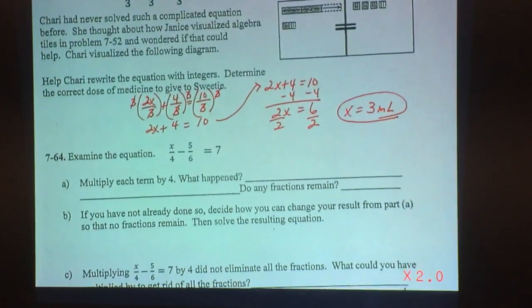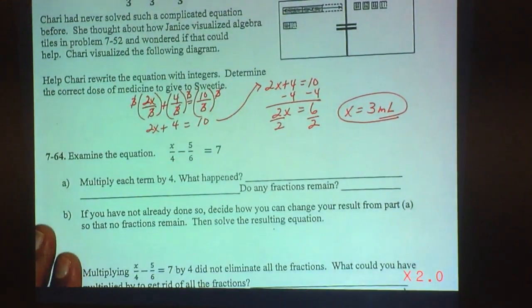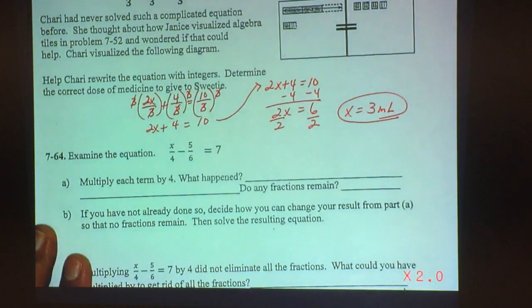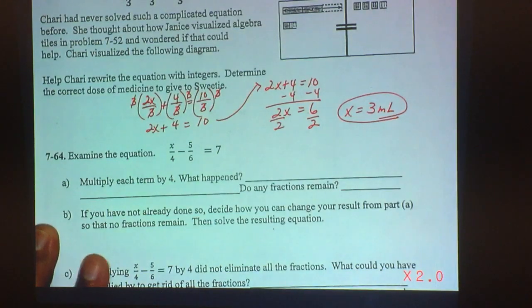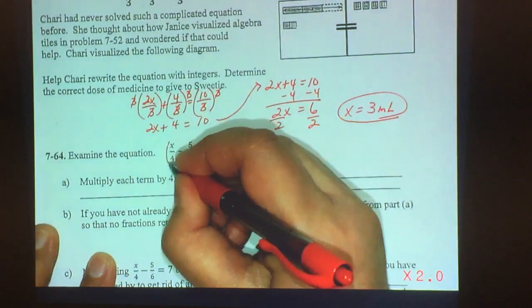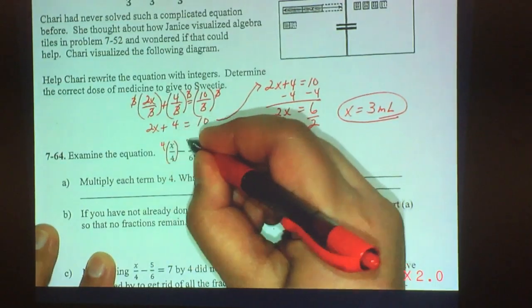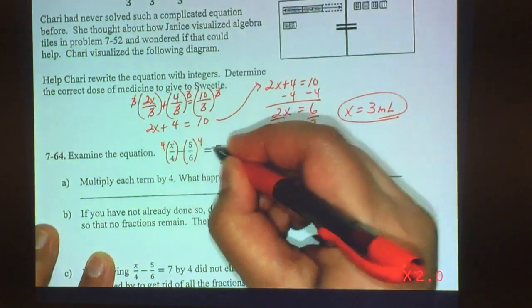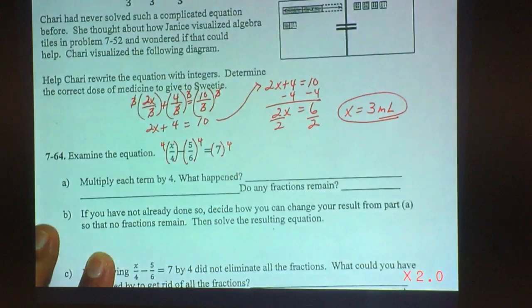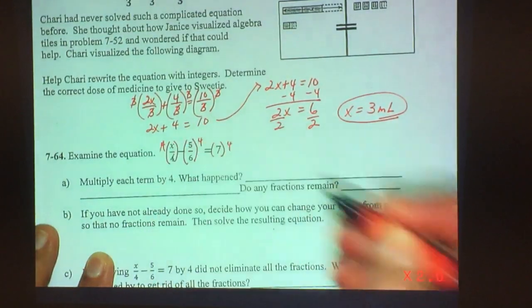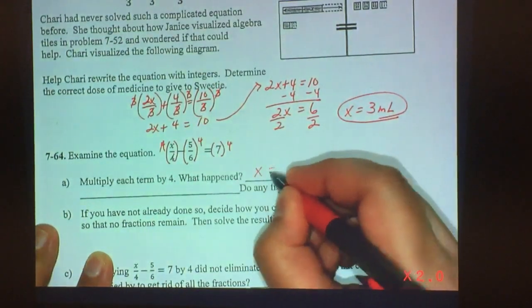Scooting up. Alright. Examine the equation: X divided by 4 minus 5/6 equals 7. It says multiply each term by 4. Multiply each term by 4, and then what happened? So if I go like this. That's a giant 1. That's X.